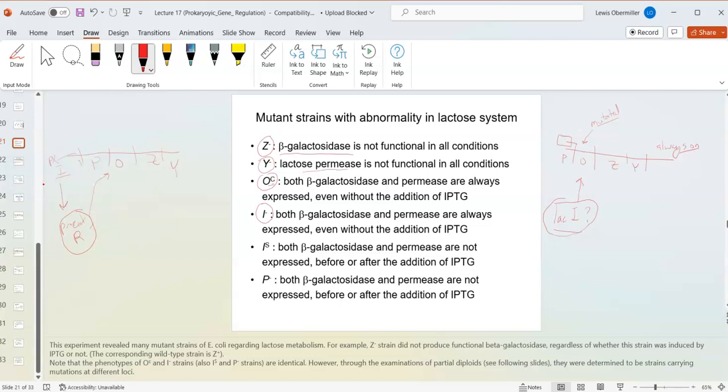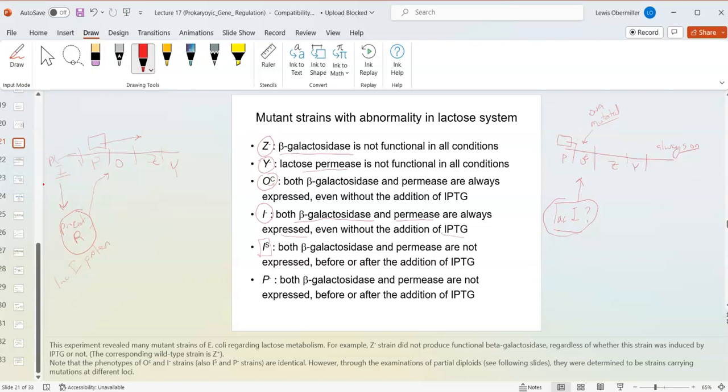We're just going to call it O. So that would be a normal operator, even if it's made, right? So there's nothing wrong with the DNA like here. This would be constitutive because the DNA is mutated. This is that there's something wrong with this protein. The LAC-I protein is messed up, or maybe it's not made. Can't bind there. So what does that mean? It means both LAC-Z and LAC-Y are always going to be on. Doesn't matter if we add IPTG or not, because there's nothing to shut this thing down.